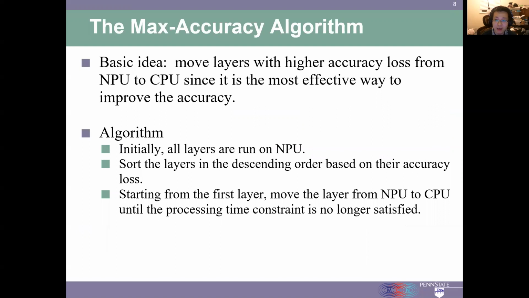Our max accuracy algorithm is a heuristic-based solution to the max accuracy problem. Its basic idea is to move the layers with higher accuracy loss from NPU to CPU, since it is the most effective way to improve the accuracy. More specifically, initially, all the layers are run on NPU. Then we sort the layers in the model in descending order based on their accuracy loss. And starting from the first layer, we move the layers from NPU to CPU until the processing time constraint is no longer satisfied.